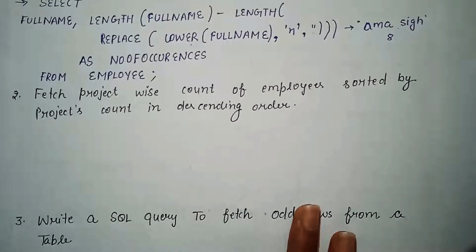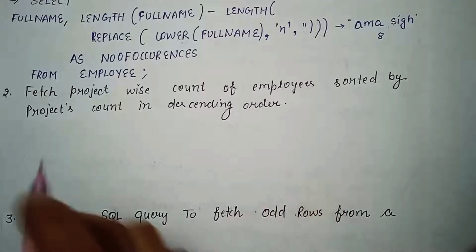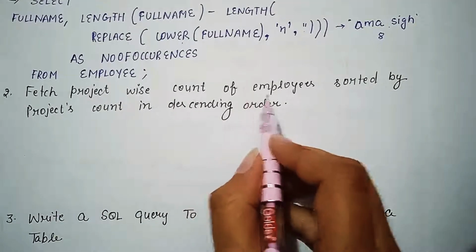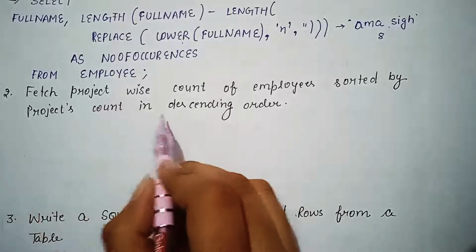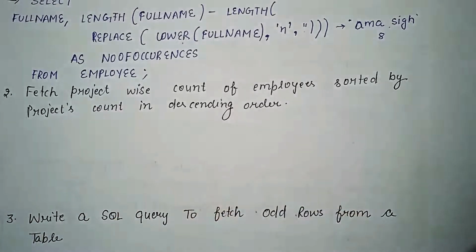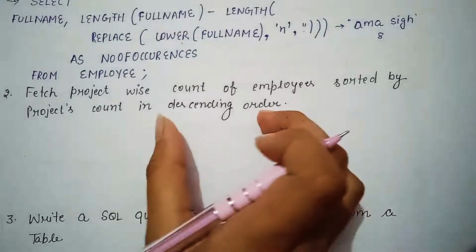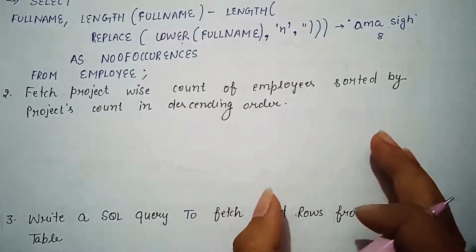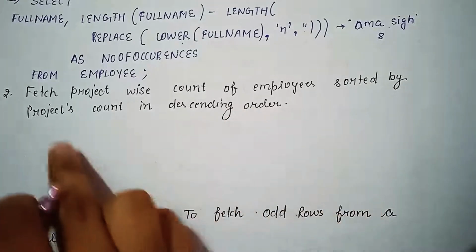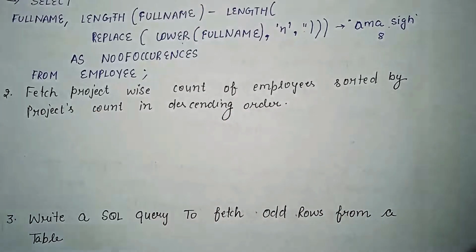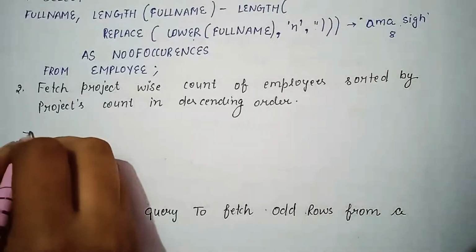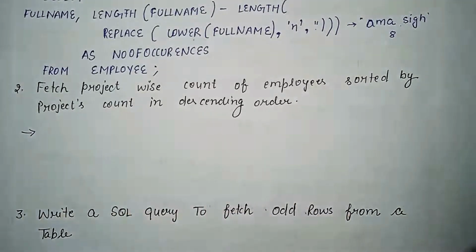Now let's see the next question. Fetch project-wise count of employees sorted by project count in descending order. Firstly we want to count the employees that are assigned to a particular project. That means we're going to make use of a group by clause, which will group the entire table on the basis of the projects. After grouping the table, we will order the resultant table in descending order on the basis of the employee count. Now let's quickly see how we write this query. Let's say the name of the table is employee table.